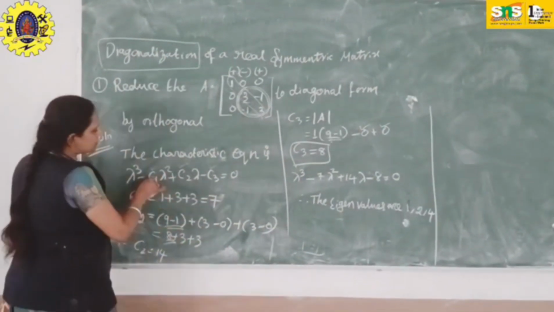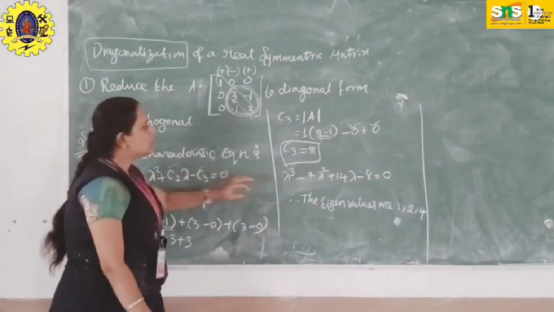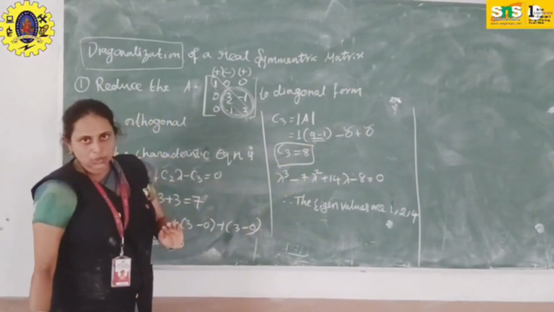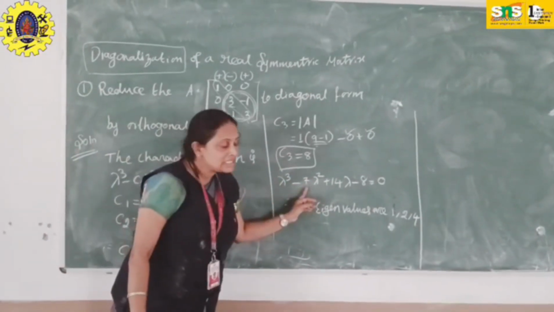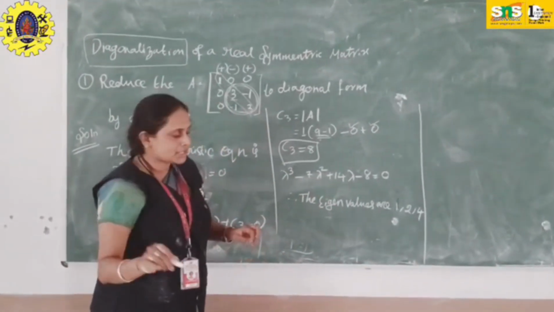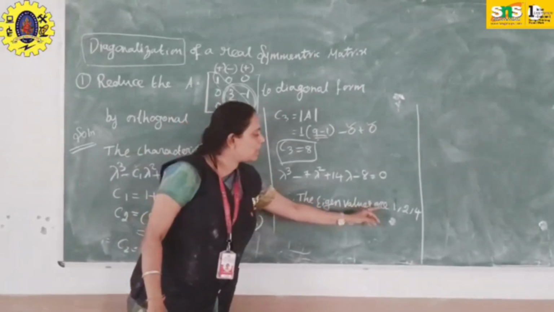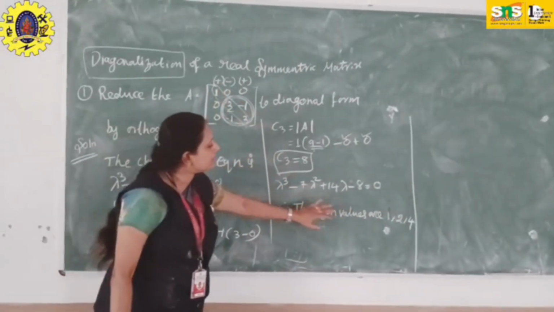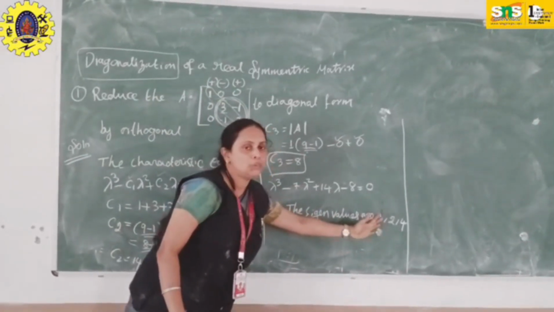Then we substitute c1, c2, c3 here: lambda cube minus 7 lambda square plus 14 lambda minus 8 equal to 0. Solving this equation in the calculator, we get the eigenvalues 1, 2, 4. It is a 3 by 3 matrix, so the eigenvalues are 1, 2, 4.